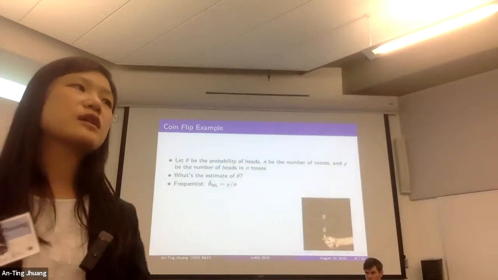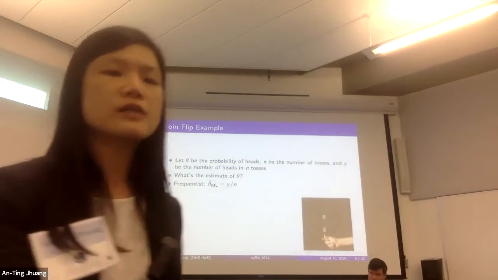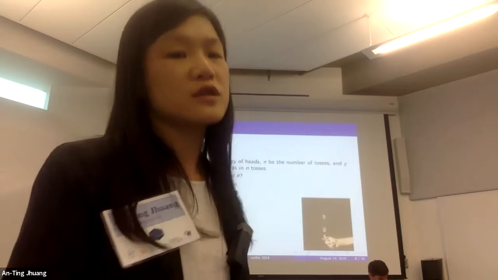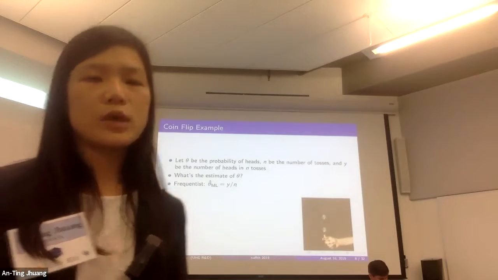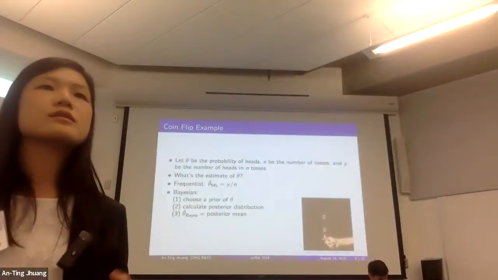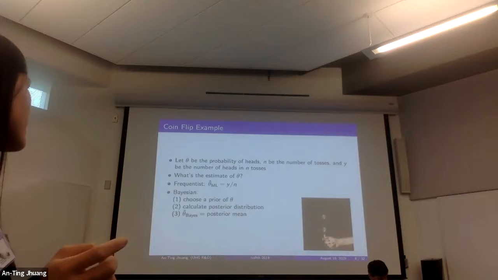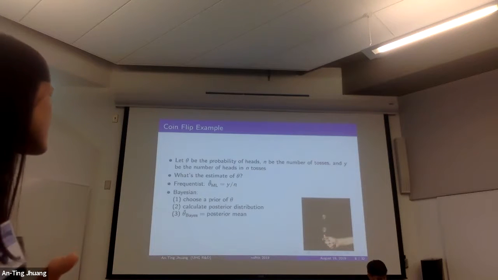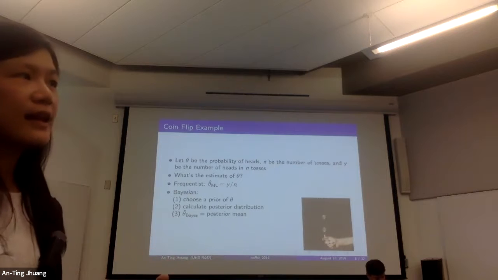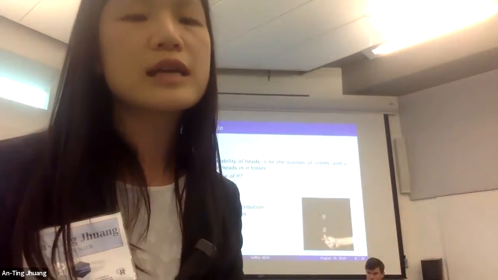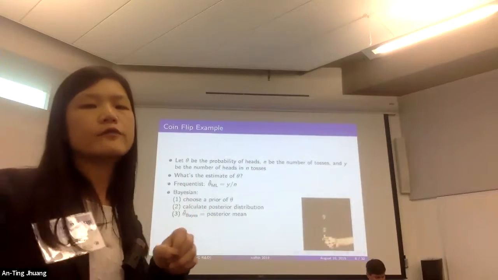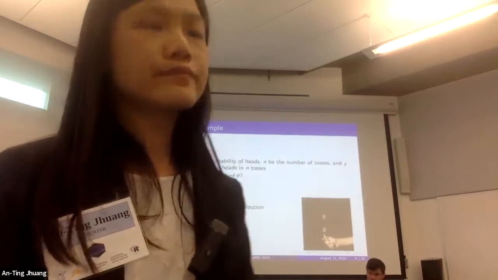Traditionally, we use a maximum likelihood estimate to estimate this parameter theta, and we get Y divided by N as the estimate. But what do we do in Bayesian statistics? In Bayesian statistics, we start by choosing a prior of theta and calculate its posterior distribution, and then use the posterior mean as its estimate. So that's a difference between the frequentist and Bayesian.